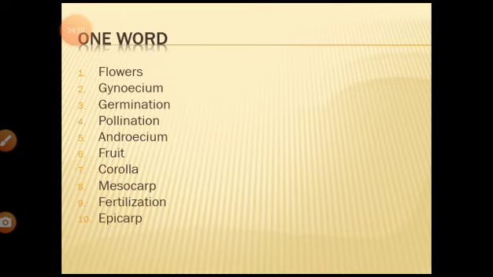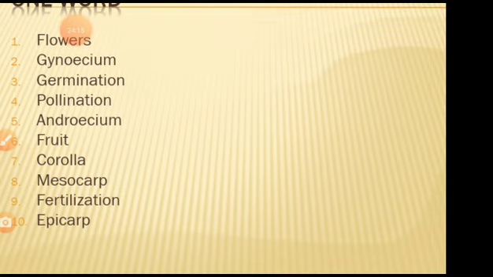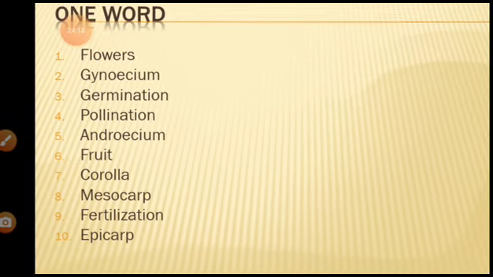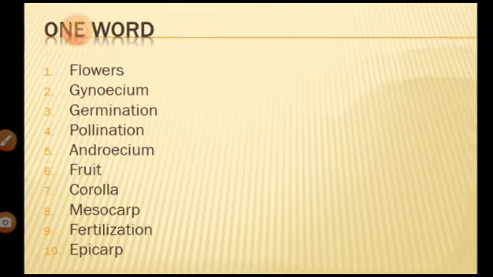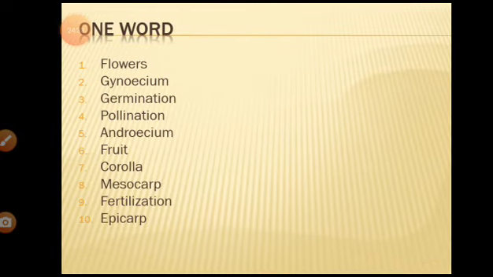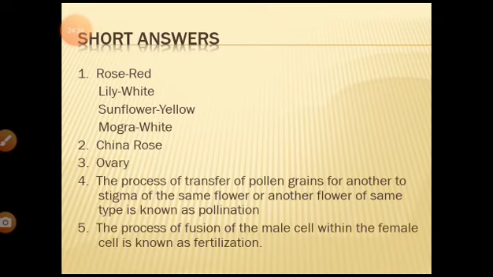Then the answers, one word each. Answer number 1, flowers. Answer number 2, gynoecium. Answer number 3, germination. Answer 4, pollination. 5, androecium. 6th, fruit. 7, corolla. 8, mesocarp. 9, fertilization. And the 10th is epicarp. You can write it from the screen also.